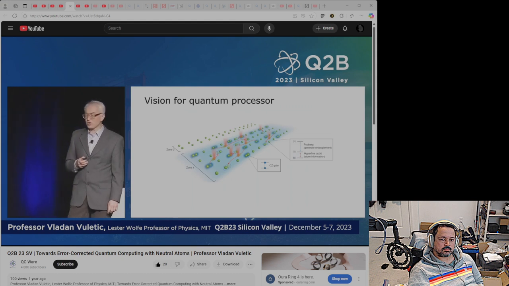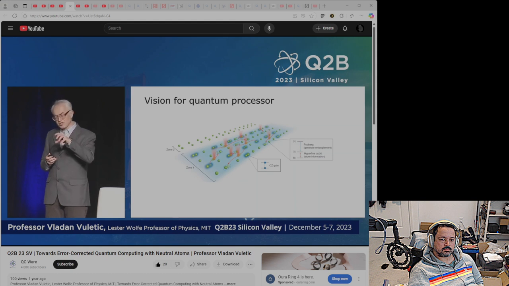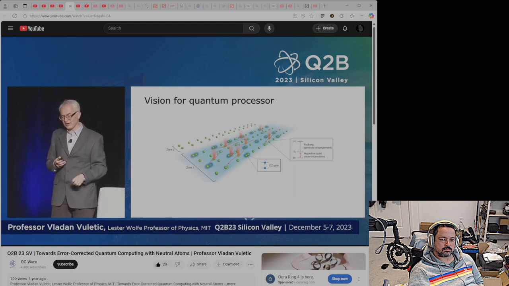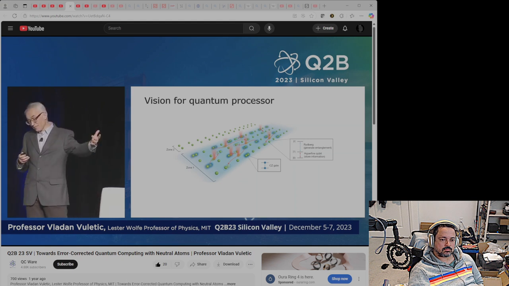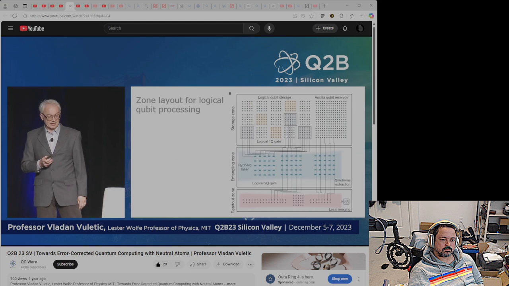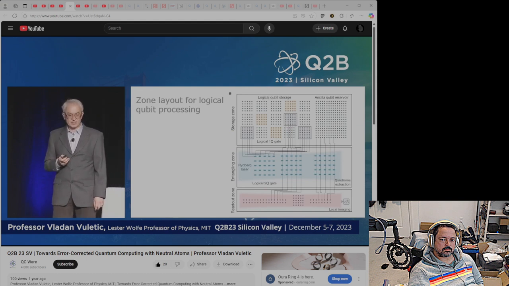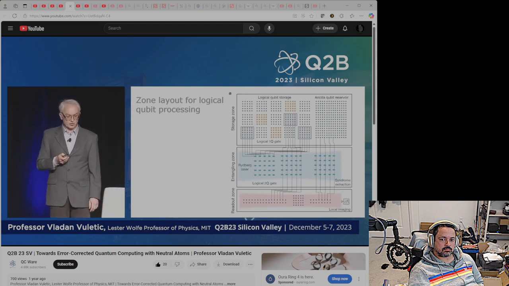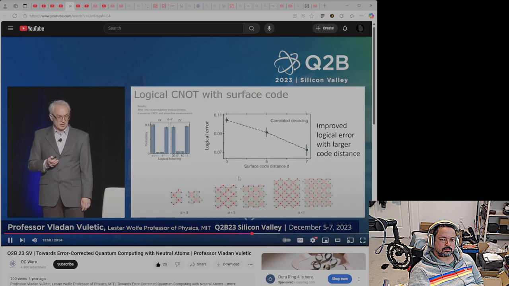So our vision was then to have two, or I will show you in a moment, three zones: a computation zone where you perform the gates, and then another zone where you can either store or read out the atoms, and maybe a third region where you have atoms to bring in to replace any atoms lost in the process. So this shows you now a system with three zones that we realized in the recent work: the logical qubit storage zone, the Rydberg entangling zone, and then the readout zone.